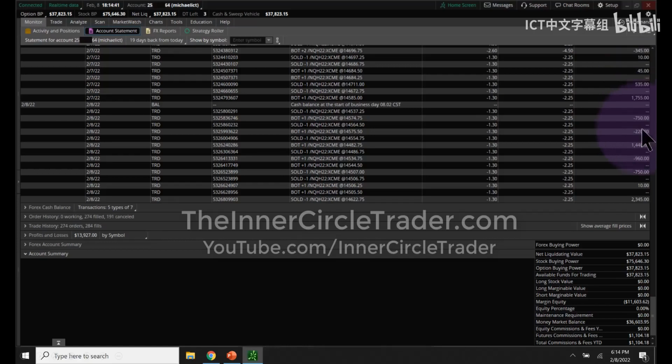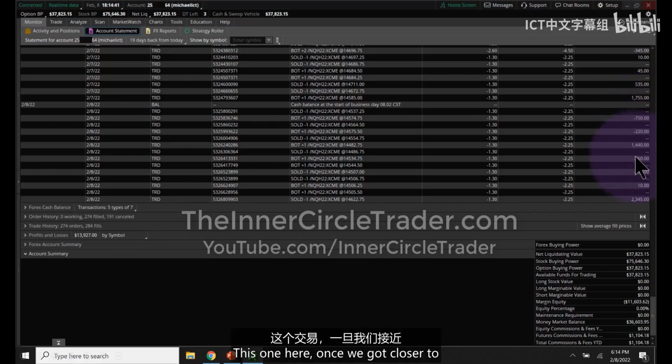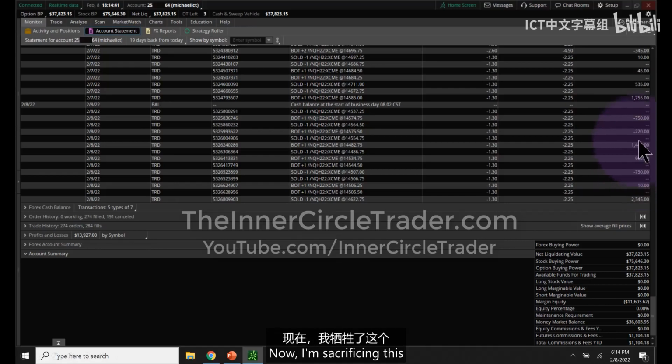These are my 2 leaders I put in. Okay. And I got a better feel for what the price was going to do. And I took the trade here. This one here, once we got closer to the actual setup around 10:30, 10:36 candle. These again, I was testing whether or not there's going to be a run. Now, I'm sacrificing this and a little bit more of my starting equity to get that information because I know if I get the right intel, I know if I'm buying, okay, I'm going to be buying.